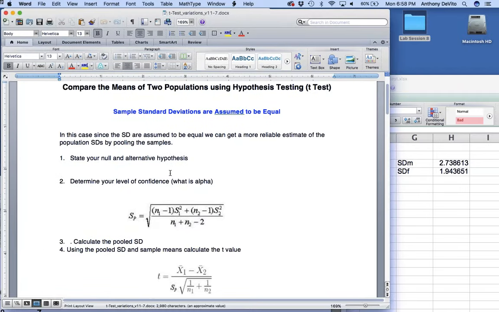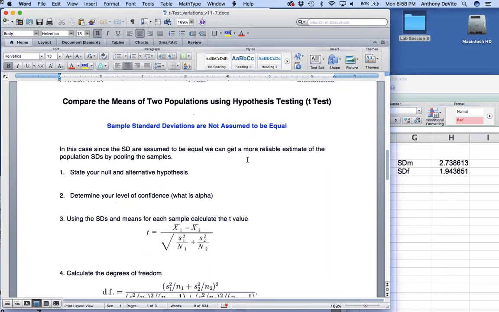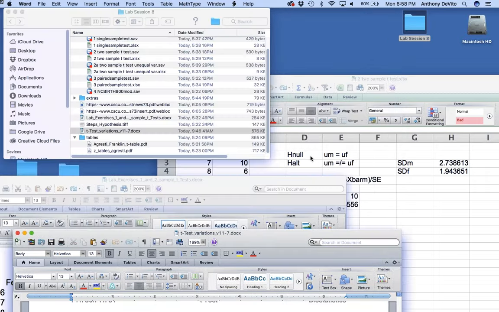In this first variation of the two-sample t-tests, I have that the standard deviations of the two groups are equal. And the second one I have is that the standard deviations of the two samples or populations are not equal. So what do you think in our case? Are they equal or are they unequal?